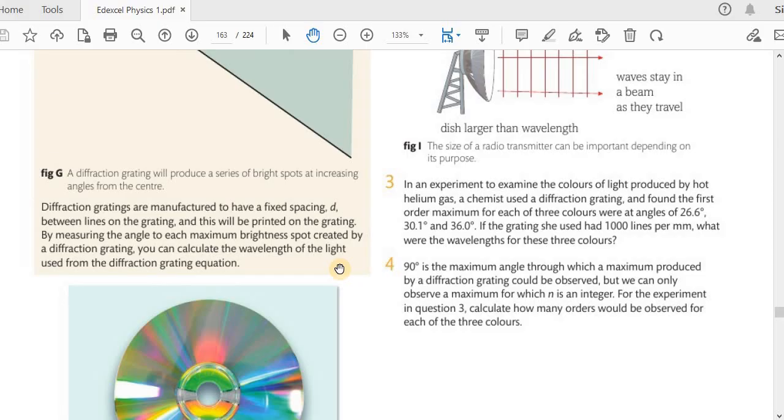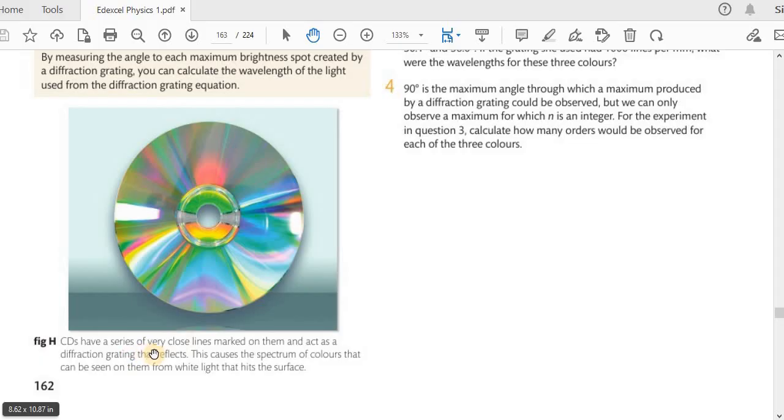Okay, so I think you understand that. CDs have a series of very close lines marked on them and act as a diffraction grating that reflects. This causes the spectrum of colors that can be seen on them from white light that hits the surface. Again, I think this is self-explanatory. So let's go to the next part and then we will write the note.